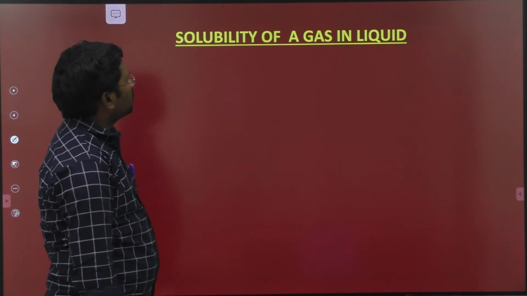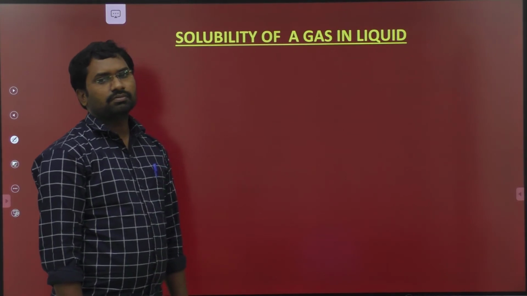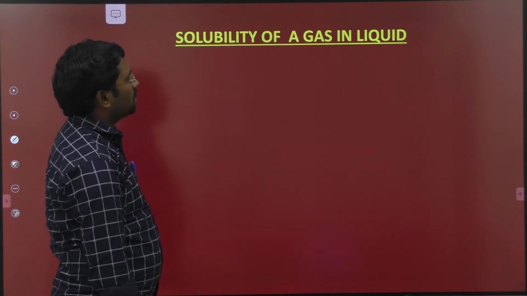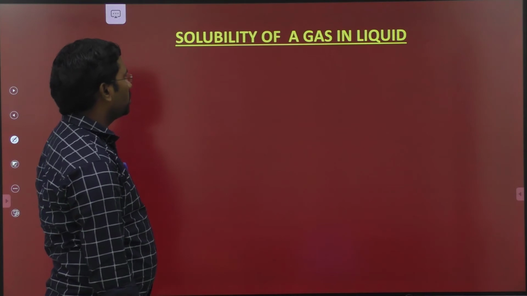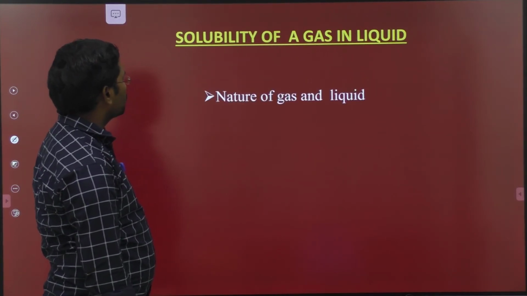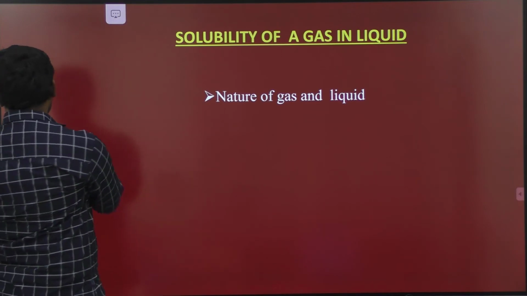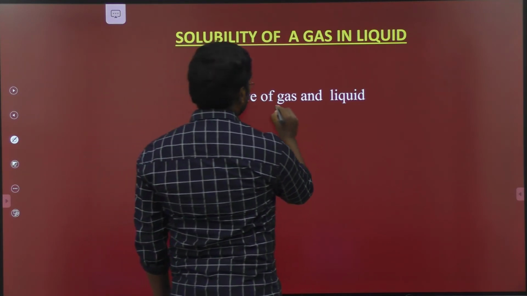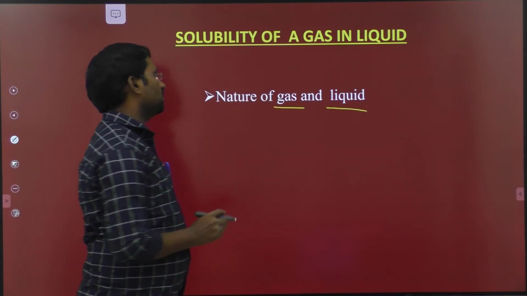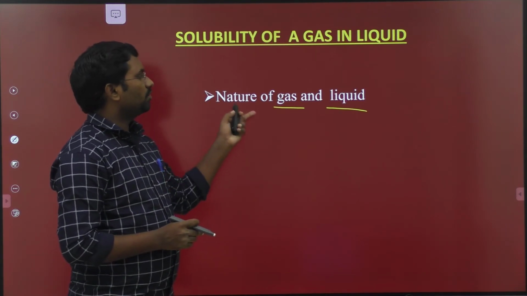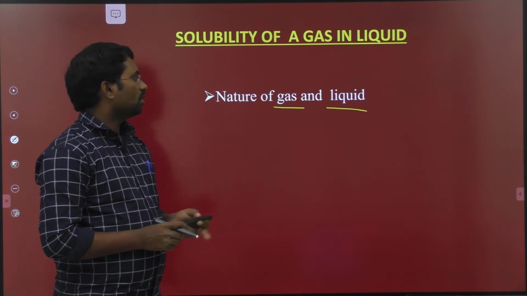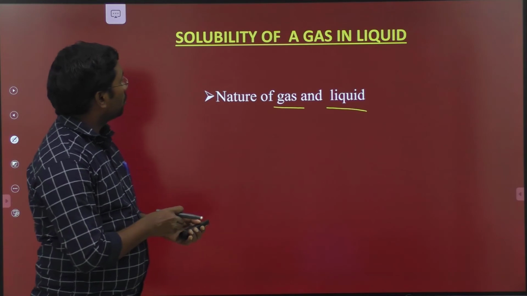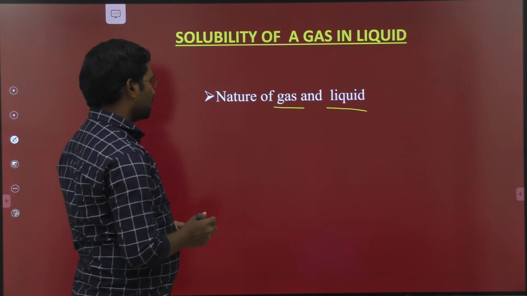Next, come to the next topic, solubility of a gas in liquid. So second case, solubility of a gas in liquid. How are gases soluble in liquids and what are the factors affecting it? First look at some important factors which influence the solubility of a gas in liquid. First one, nature of the gas and liquid. In the solubility of a gas in liquid, the liquid is the solvent and the gas is the solute. Therefore, the first factor is the nature of the gas and liquid.